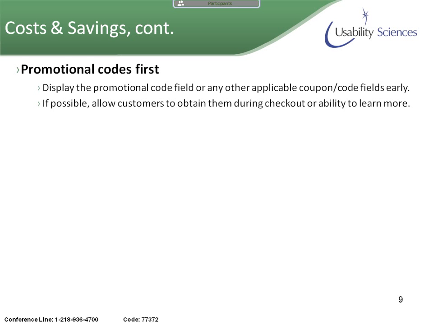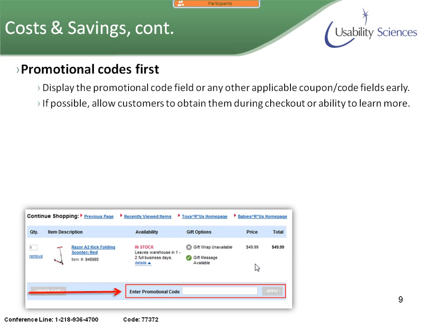So displaying that promotional code field or any other applicable coupon or code field early in the process we think is important. And if possible, if you could allow any customer to obtain that promotional code or coupon code while they're checking out, that's always a bonus. We know that's not always possible, but if you have a way to do that and provide coupon codes or promotional codes, at least the ability to learn more about it and maybe how they could get one next time, that's always comforting to users. They do appreciate that.